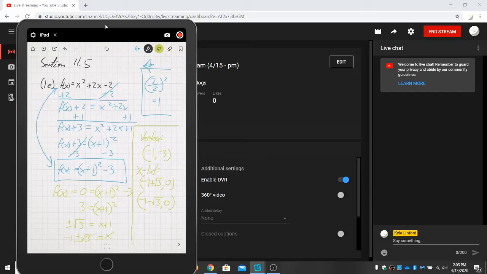And maybe the last thing to do is talk about the concavity. Now, the concavity is the direction of the parabola. Are we opening upwards or are we opening downwards? Well, the easy way of deciding this, let me see how many viewers we got.